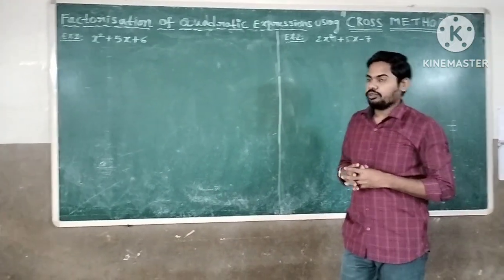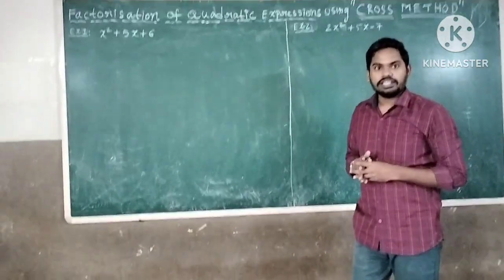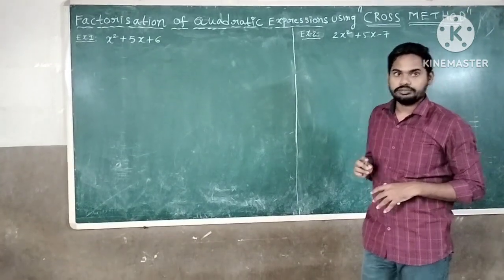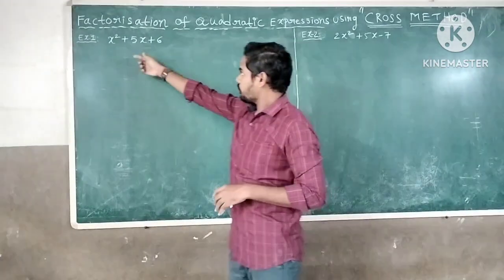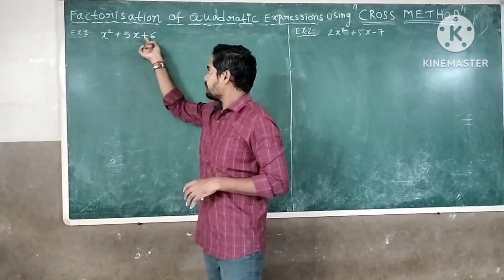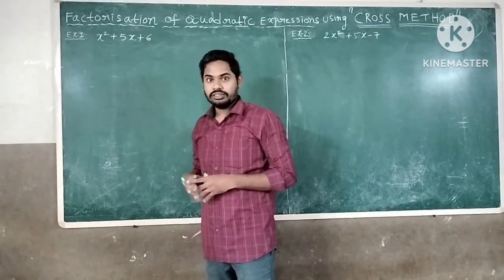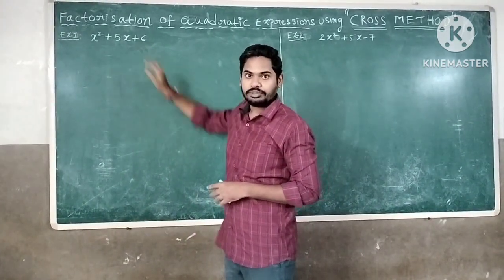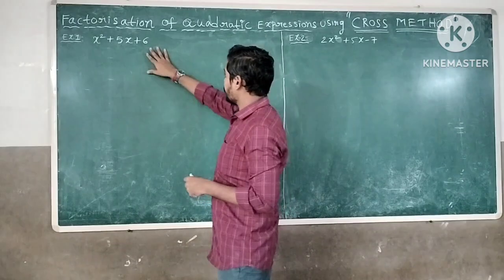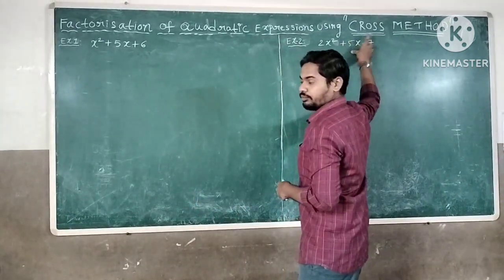We are going to discuss factorization of quadratic expressions using the cross method. Suppose x square plus 5x plus 6 is a quadratic expression. We need factors of this expression. So here we are going to use the cross method.